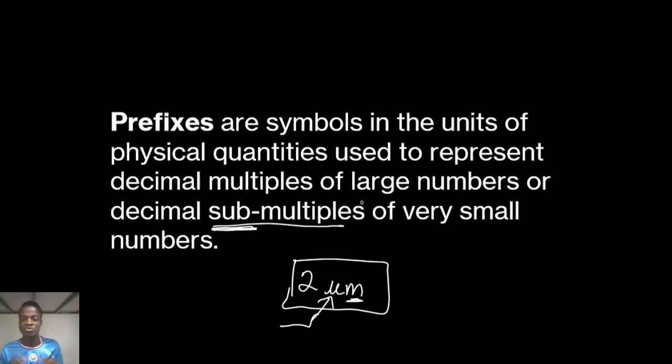Prefixes help you not just to make large numbers more readable, or very small numbers more readable, but they also help you convert from one unit to another. You can convert from deci to milli, from kilo to hecto, from mega to peta. Unit conversion is what we are going to be doing next.